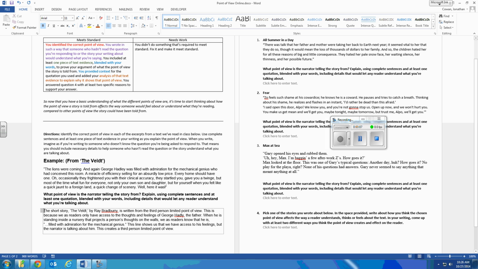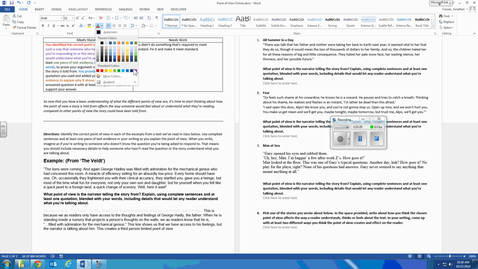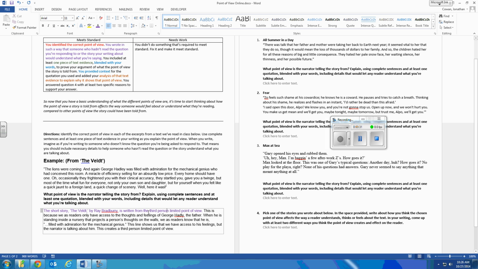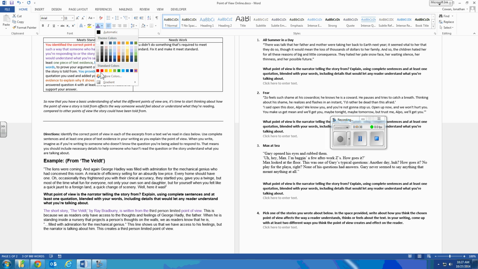Take a look how I did that. The short story The Veldt by Ray Bradbury is written from the third-person limited point of view. So anybody who comes along and reads this little piece of writing I wrote would understand what I'm talking about. They wouldn't have needed to have read the question that I was responding to. They know exactly what I'm saying. That's third-person limited. So I'm going to make that whole thing purple. Now, that being said, I have to identify the correct point of view. It's the third-person limited point of view. So I'll make that red.